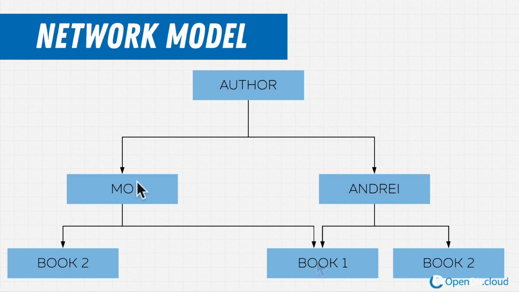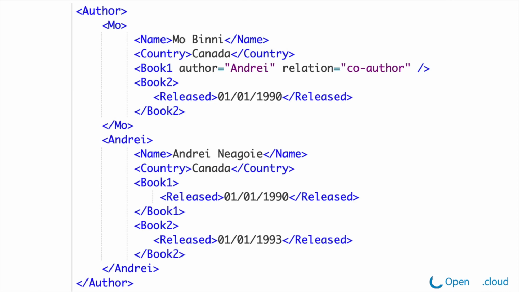And if we took our XML example, the software would basically do something like, okay, we have an author, we have Mo again, we know this, but then his book 1 would reference author Andre. And then it would specify his relation to be co-author. And then Andre would have the book definition of book 1. Now, what this would mean is that the software would have to keep intact what a relationship was.